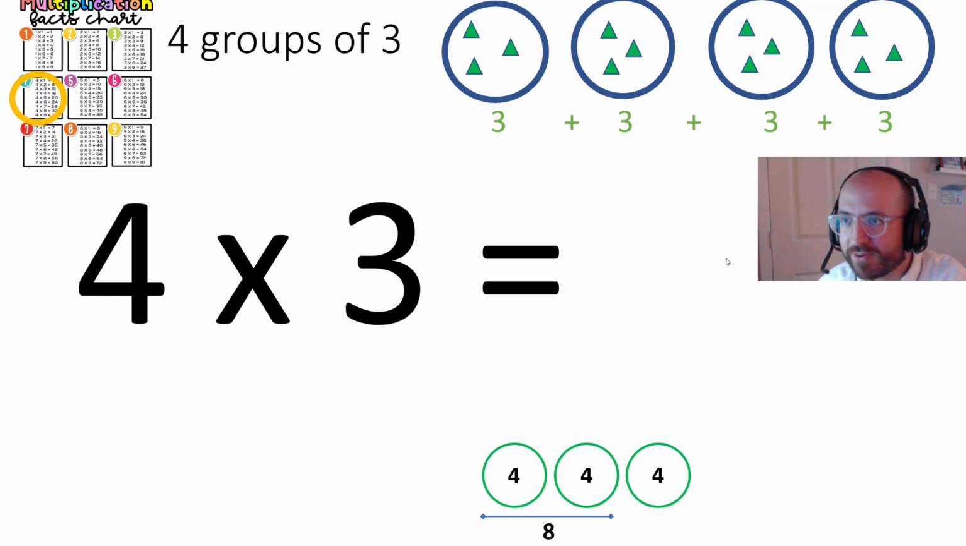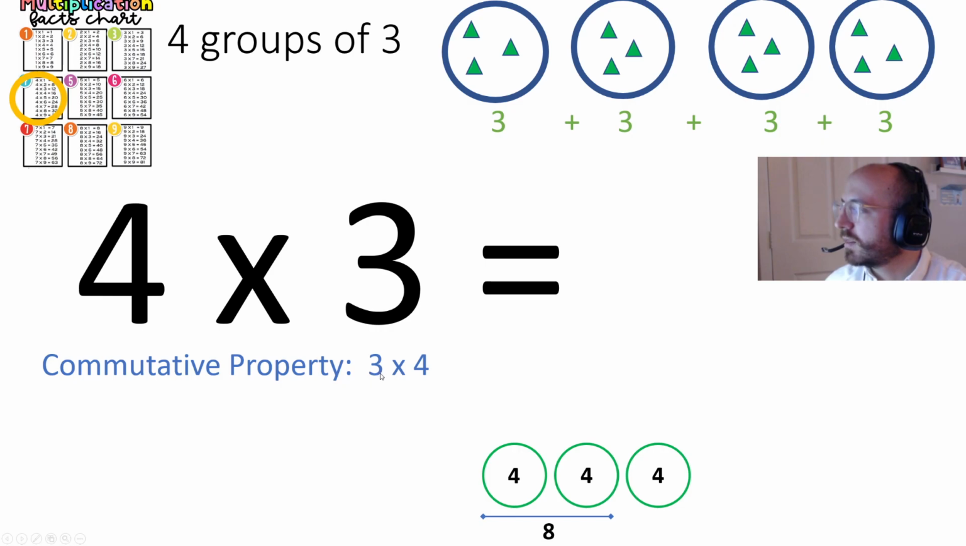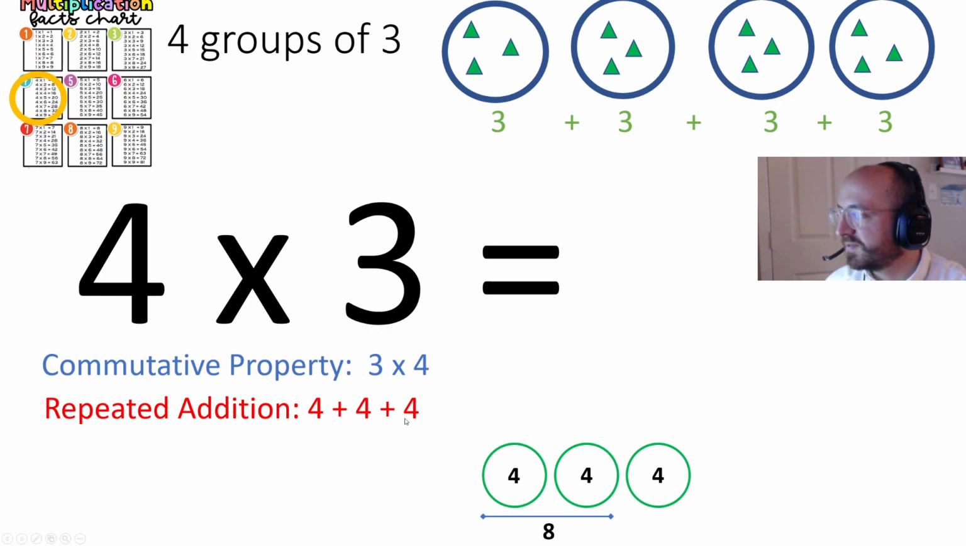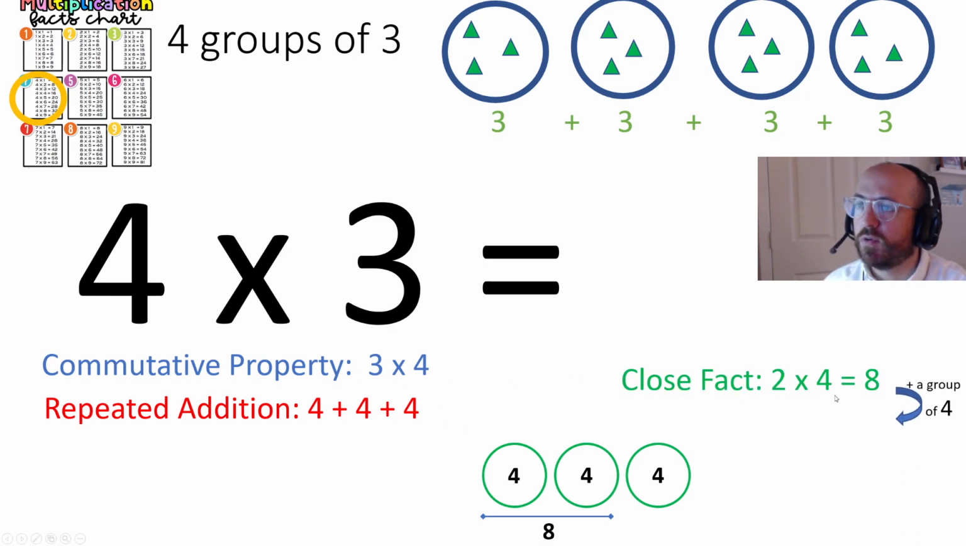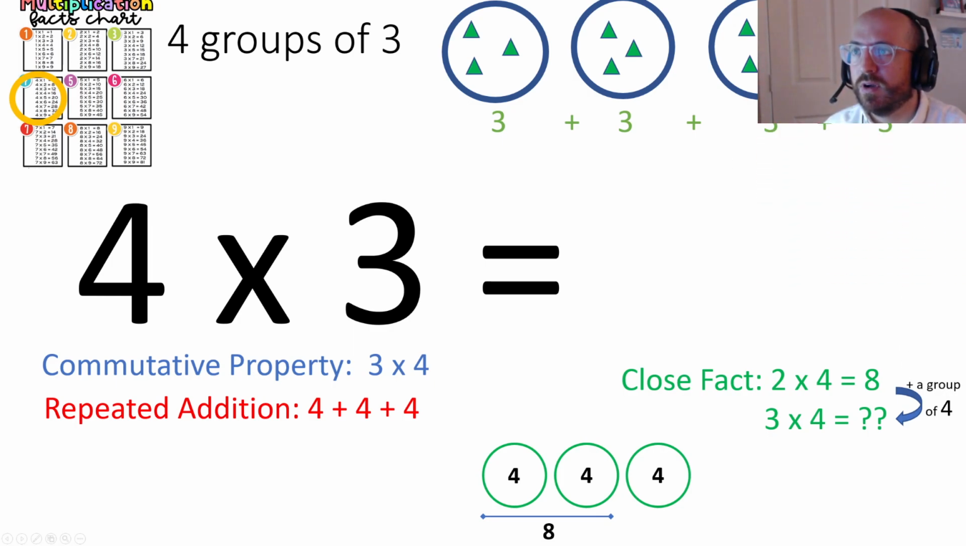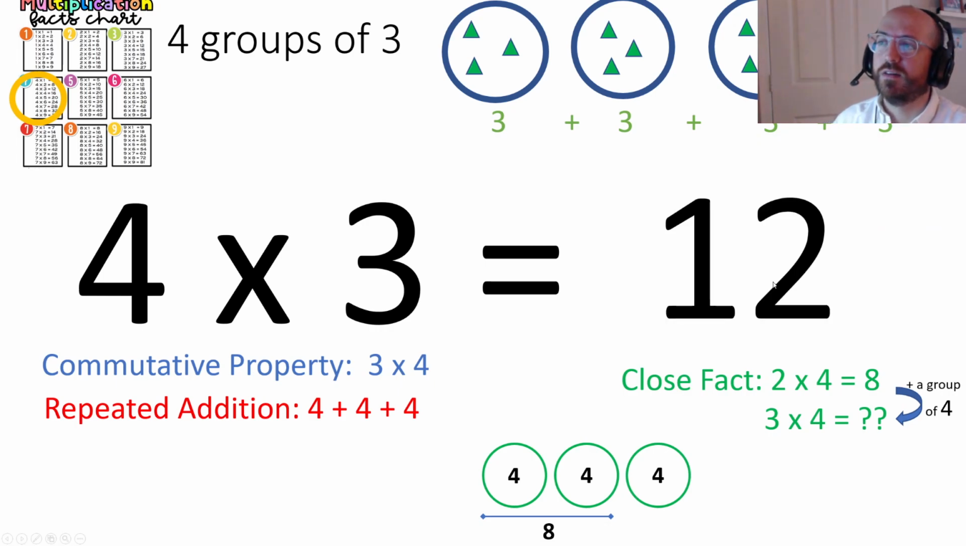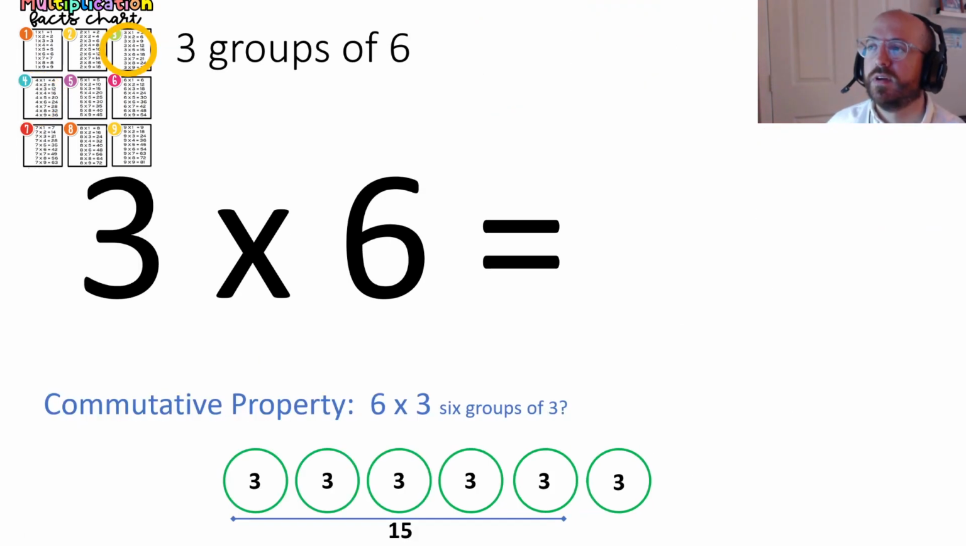I gotta keep moving myself around. Okay, four groups of three would be 3 plus 3 plus 3 plus 3. Or three groups of four. Well, I know that 4 plus 4 plus 4 is three groups of four. 4 plus 4 is 8, right? Then we can just add one more four. We find out two groups and then find out three groups of four. So 8 plus 4, do you know that? I hope so. 8 plus 4 is 12. So 4 times 3 is 12.